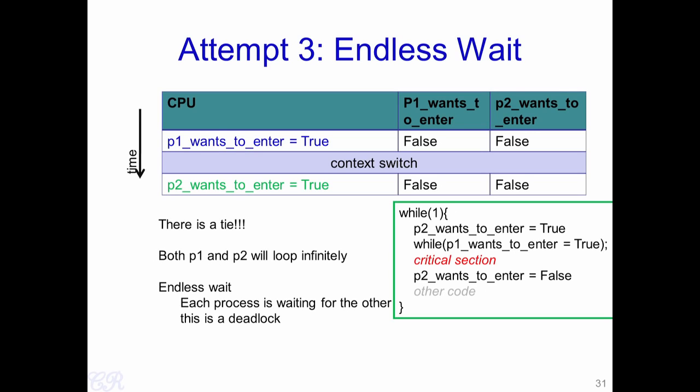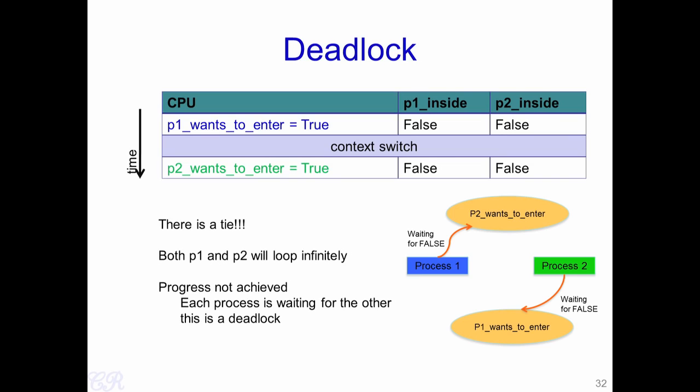So, this is what is known as a deadlocked situation, and it could lead to considerable problems in operating systems. To give a clearer view of what a deadlock is, we have this particular figure here, where we have process 1 and process 2. Process 1 is in the while loop and it is looping continuously, waiting for process 2 to set the flag P2_wants_to_enter to false. Similarly, process 2 is looping continuously in the while loop, waiting for the flag P1_wants_to_enter to be set to false.